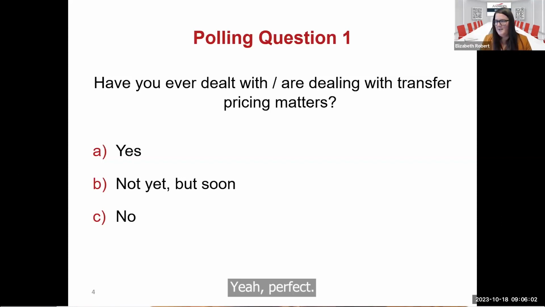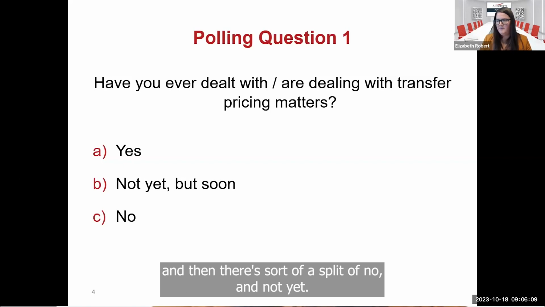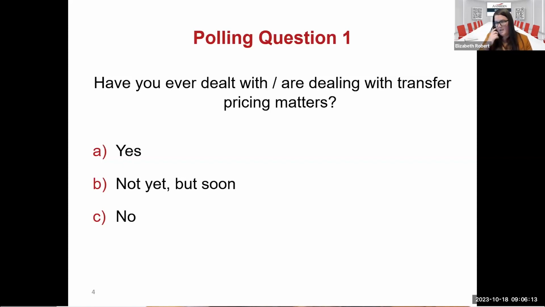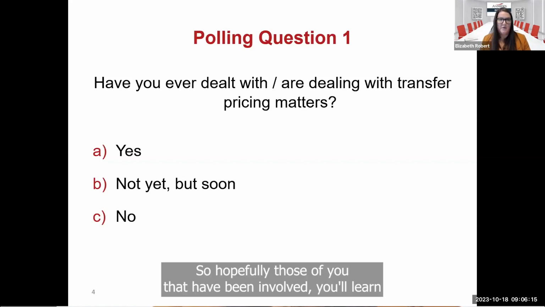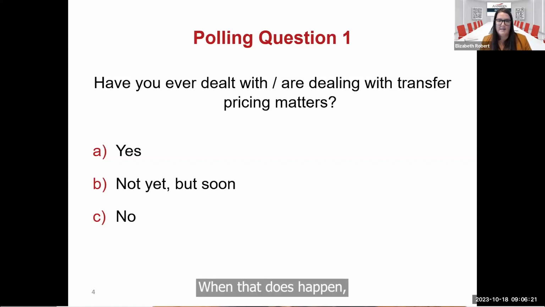Yeah. Perfect. So we see the results. About half of you have been involved with it, and then there's a split of no and not yet. So that is great. Hopefully those of you that have been involved will learn a few new things, and those who haven't will be in a better position going forward when that does happen.